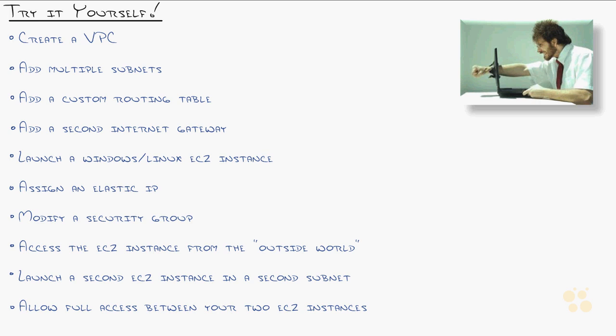Modify your security group, access it from the outside world, and then see if you can allow full access between your two subnets so your instances can access each other.